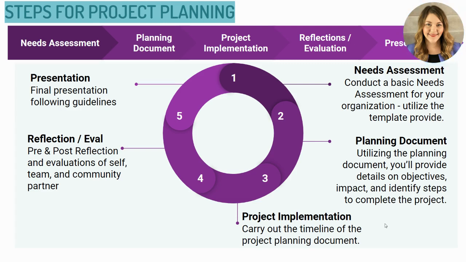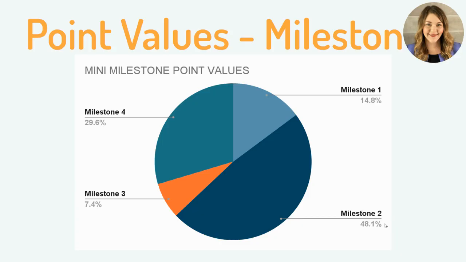I don't think we're going to be doing the community evaluations this semester, but you will do evaluations of yourself and your team. And then you'll have a final presentation that you give at the end of this semester once we have wrapped up your projects. So you can see here the point values, how they're broken up. I realize that my picture is covering up the E. I promise it's there. But milestones 1, 2, 3, and 4, with 4 being the culmination.